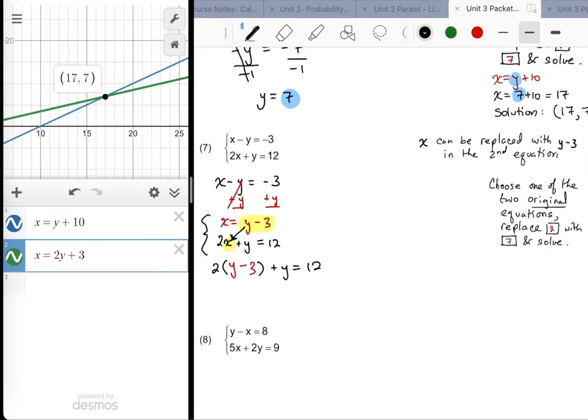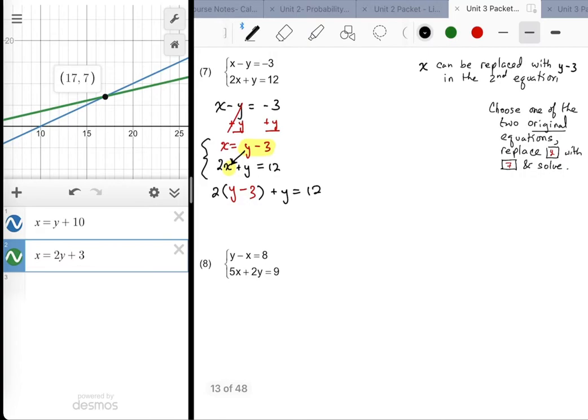Now I have to do a little distributive property here, to clean it up. 2 times y is 2y. 2 times negative 3 is negative 6. Plus another y is equal to 12. Combine our like terms. Our like terms are 2y and y. 2y plus 1y is 3y. So put these two together. We get 3y minus 6 equals 12.